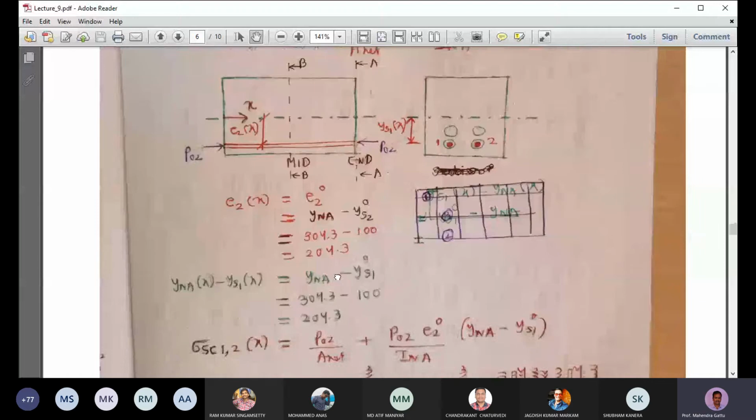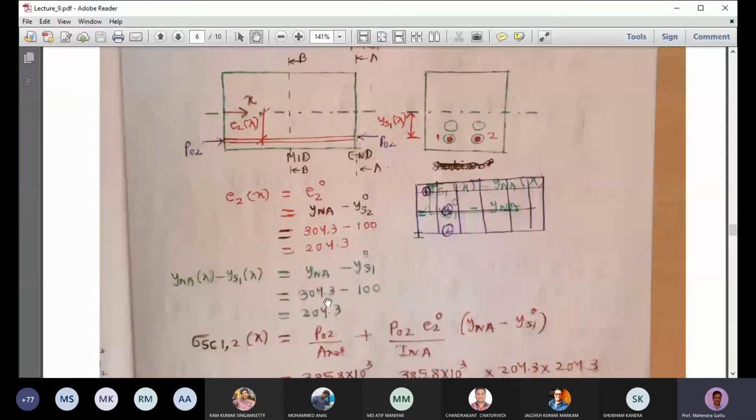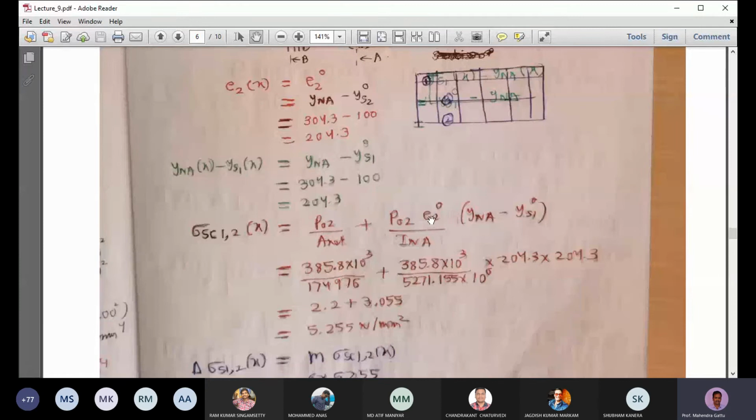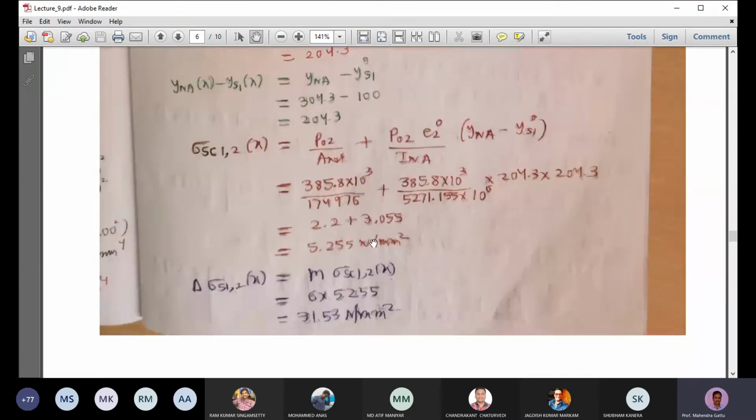That is again constant here. So y neutral axis minus ys naught, it is again 204.3. So this is what we have: P02 by A naught, P02 into E2 by I neutral axis into y neutral axis minus y naught s1. So this was what we did in the previous example, and we'll get the same answer, 5.255.